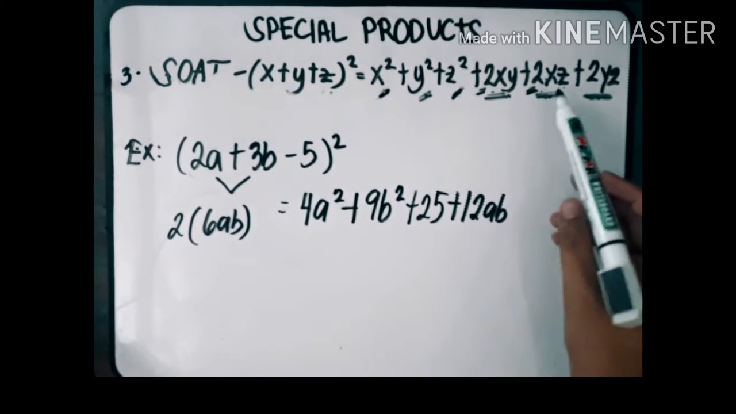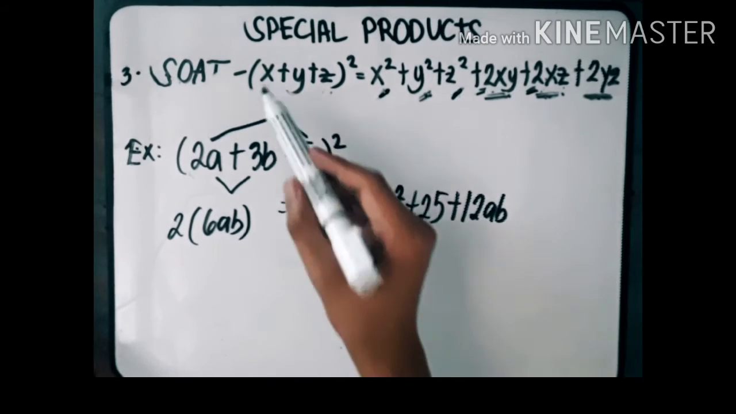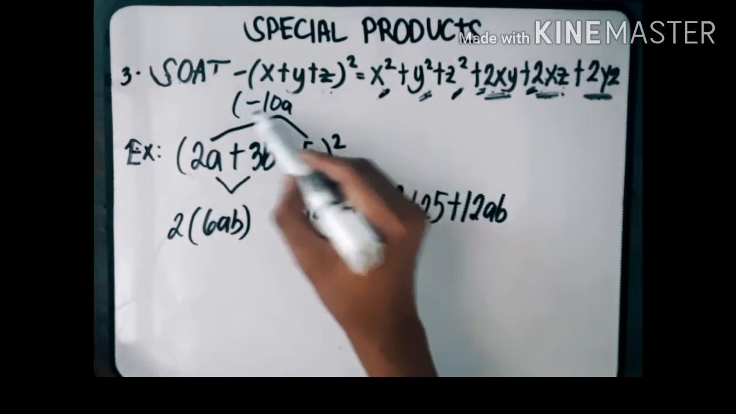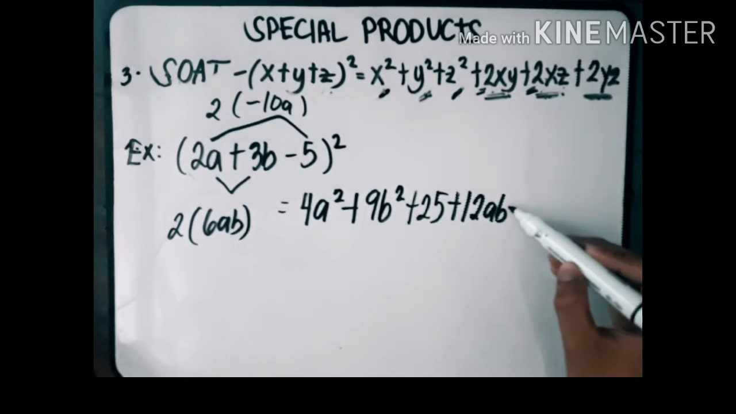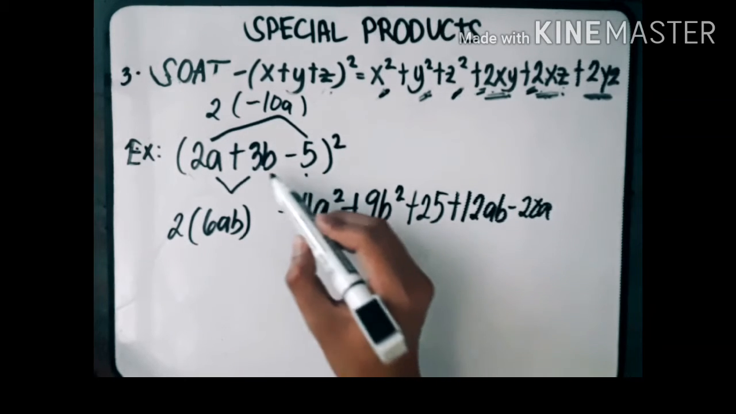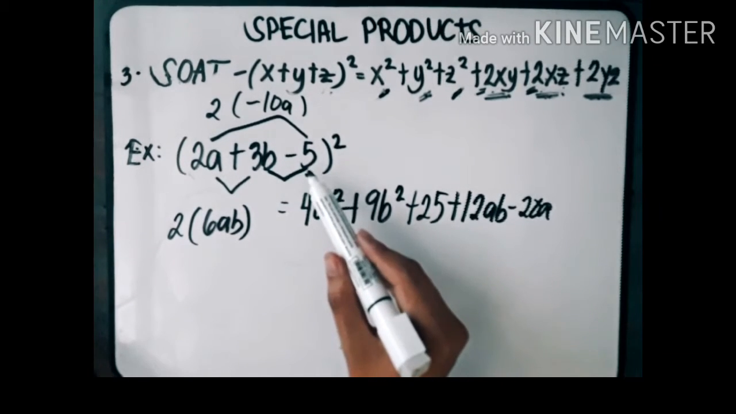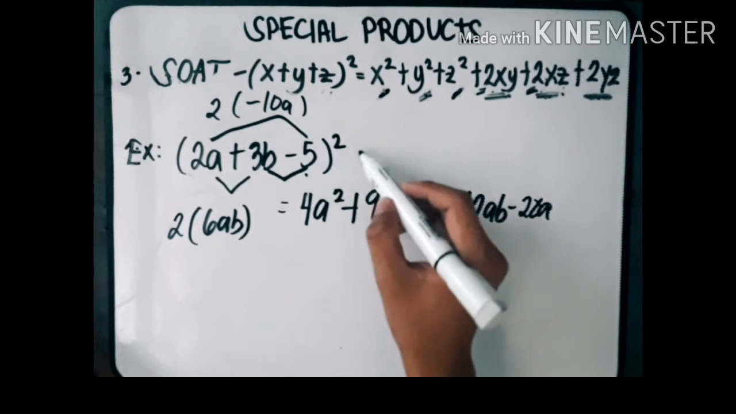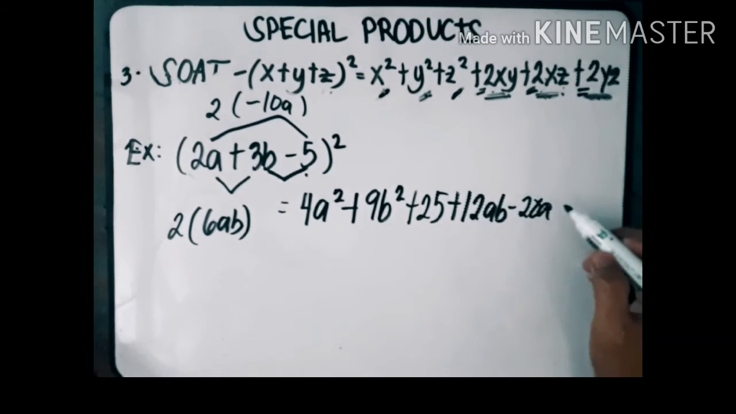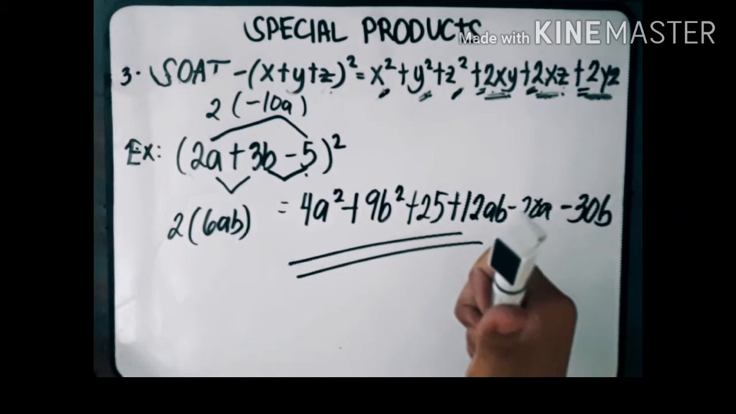And twice the product of the first and the third term. So 2a multiplied by negative 5 is negative 10a multiplied by 2 is negative 20a. And twice the product of the second and the third term. 3b multiplied by negative 5 is negative 15b multiplied by 2 is negative 30b. So, ito yung sagot. Okay?